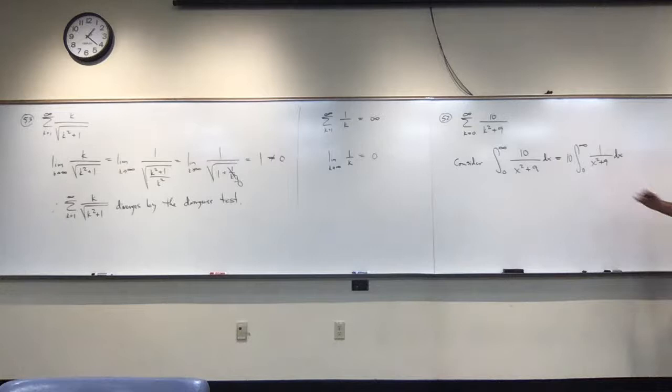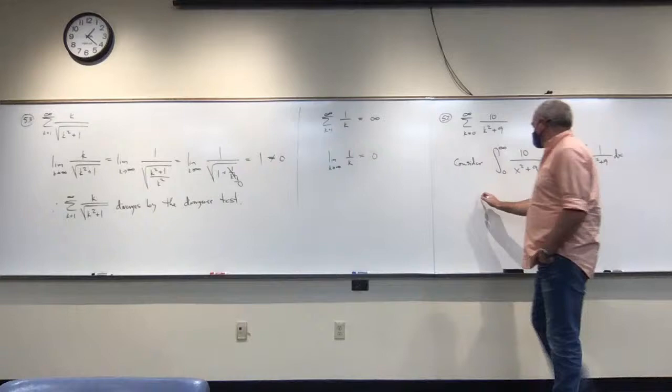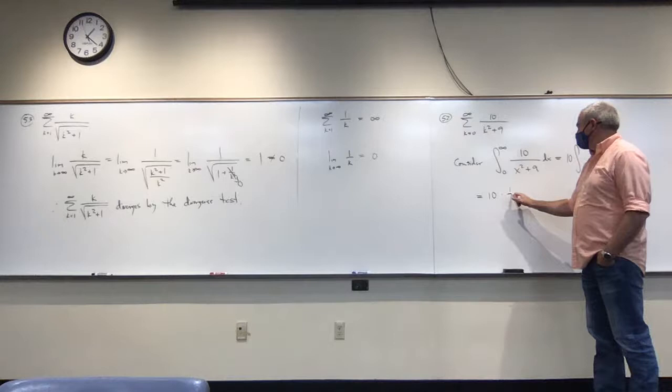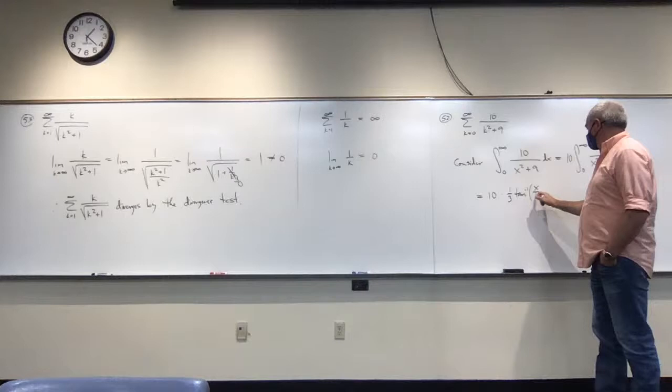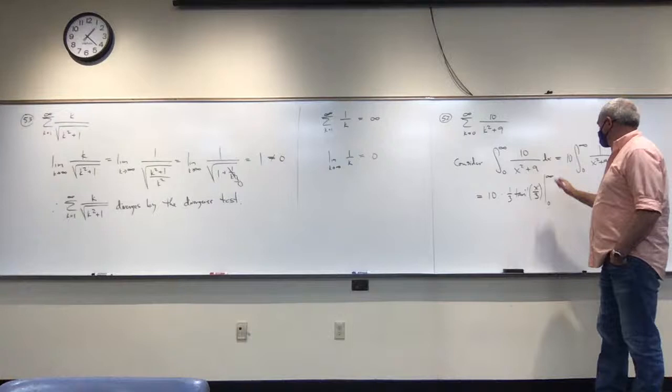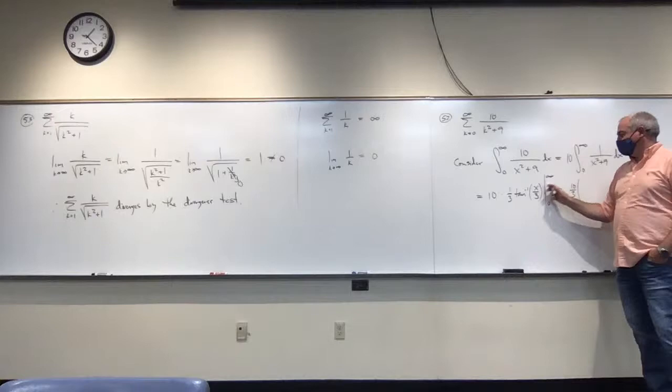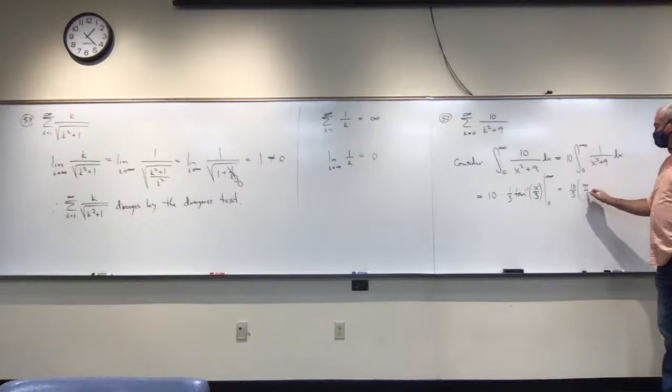And what's the antiderivative of 1 over x squared plus 9? Anybody know? I believe that would be 1/3 tan inverse of x over 3. And then we need to evaluate that from 0 to infinity. Okay, so I have 10/3 times, if I plug in infinity, tan inverse of infinity, pi over 2. Minus, plug in 0, I get tan inverse of 0.